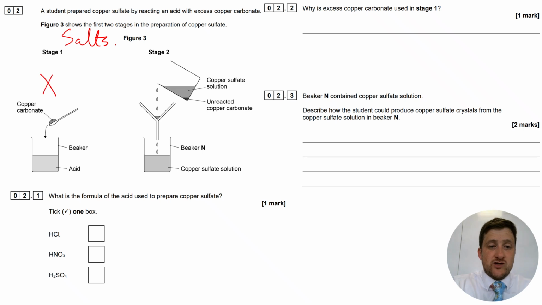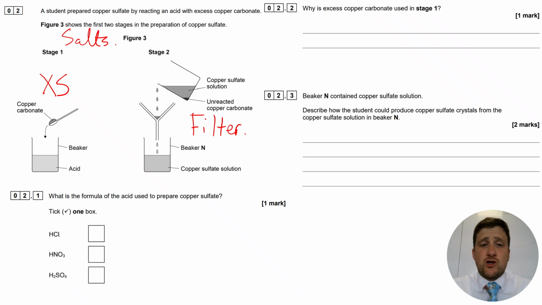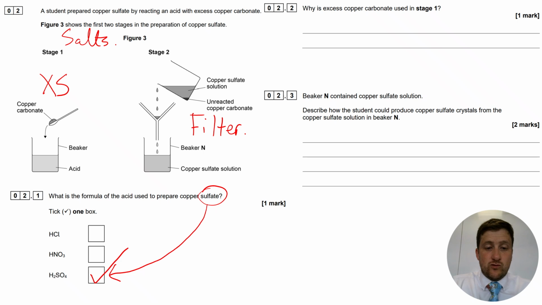What's the point of stage 1? It's excess. Stage 2. What's the point of stage 2? It's filtering. I don't even know what the questions are, and this is how I'm going through, so I know what I'm talking about. Now, what is the formula of the acid used to prepare copper sulfate? Well, sulfate is our salt, and it is the salt of sulfuric acid, which is H2SO4.